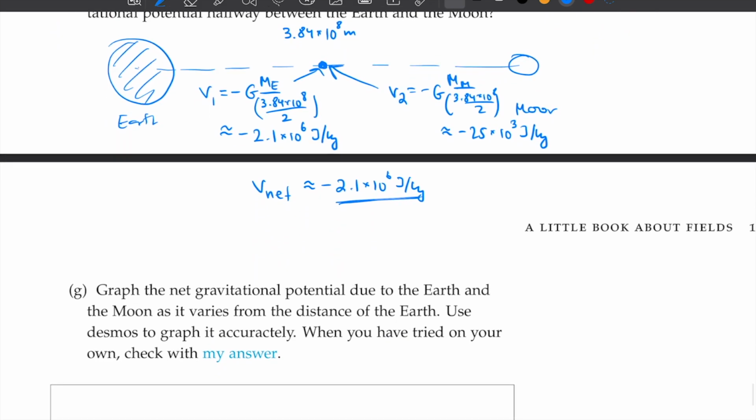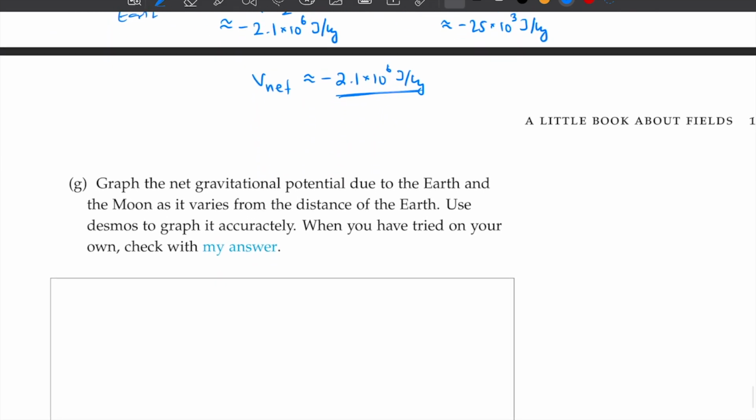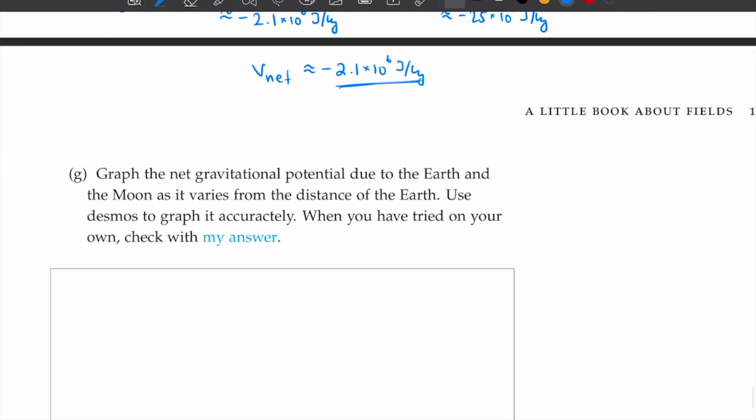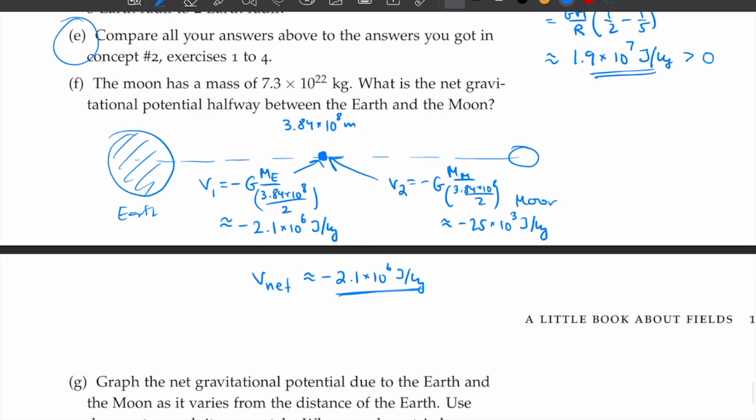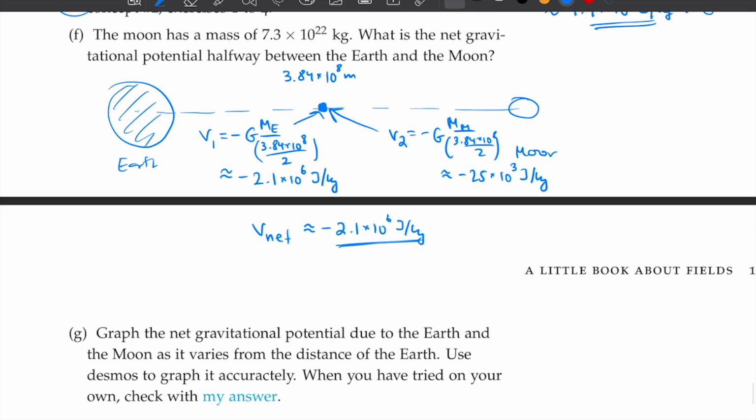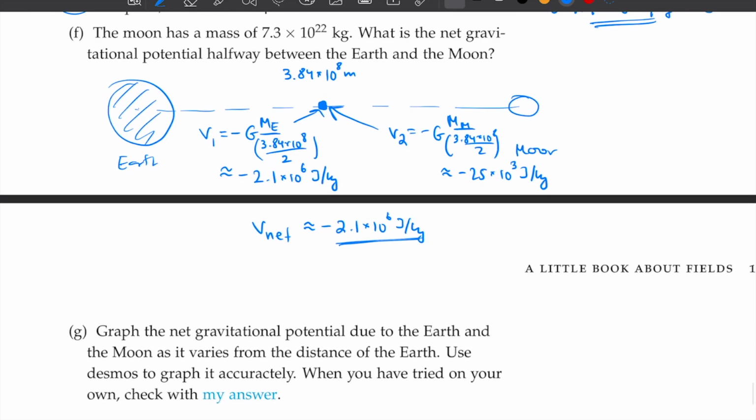Graph the net gravitational potential due to the Earth and the moon as it varies from the distance of the Earth. So we worked out the net gravitational potential halfway between them. But what if we try and work out the net gravitational potential at any given point along this line? Well, then I just need to add potential functions. Let me show you how we can do that.